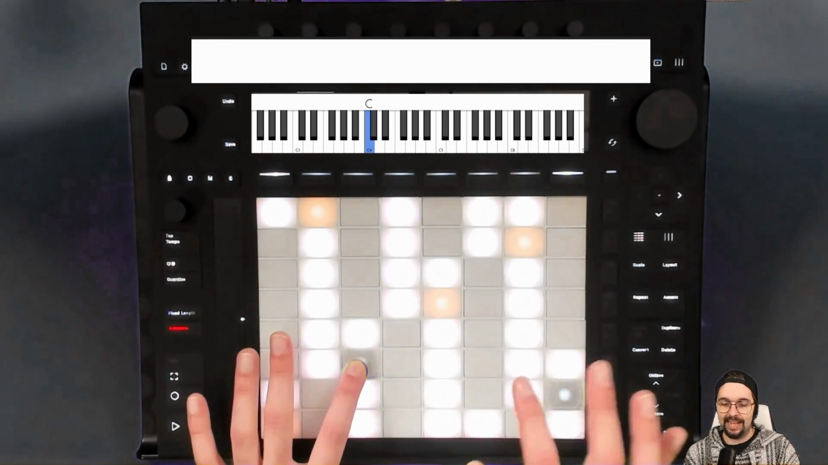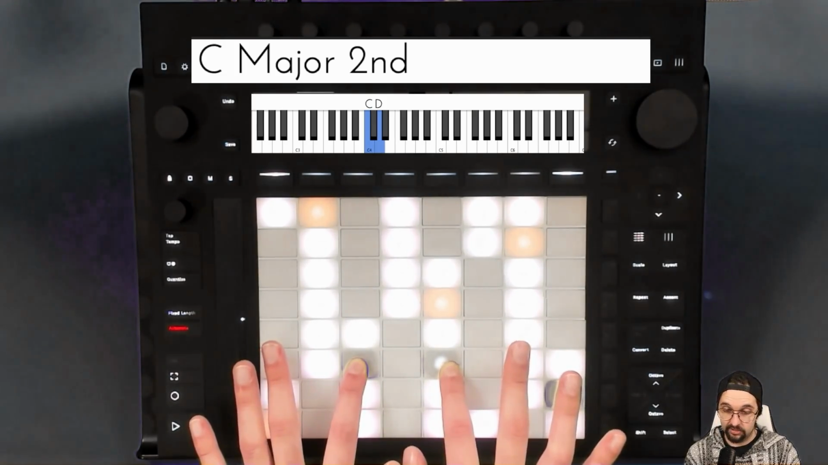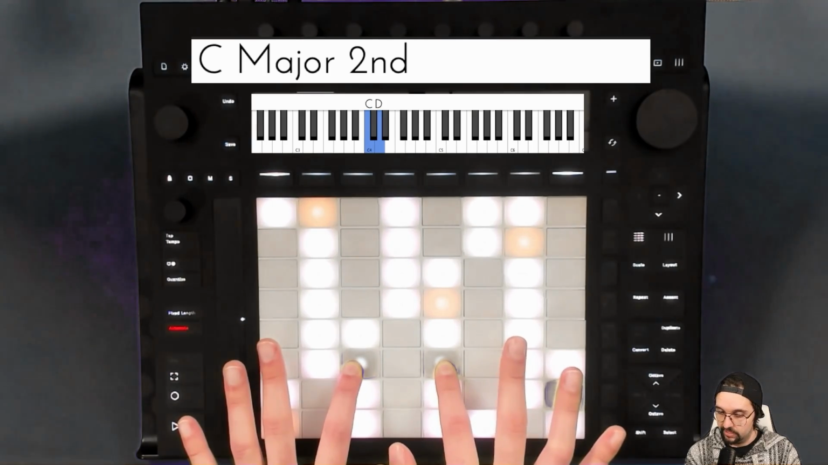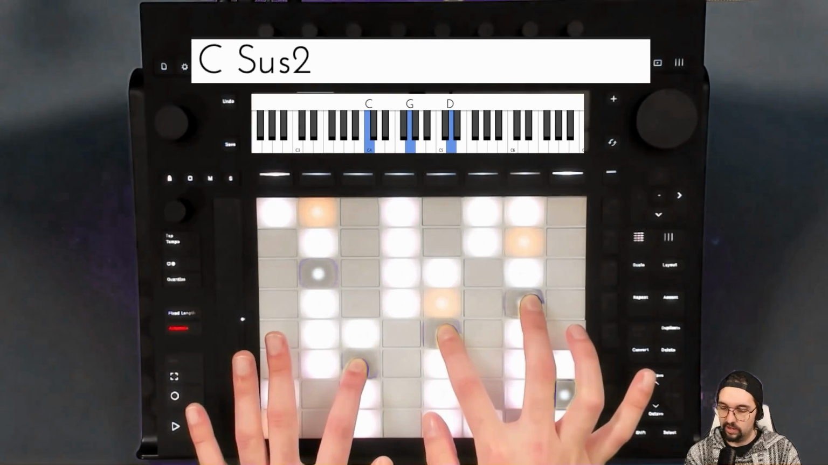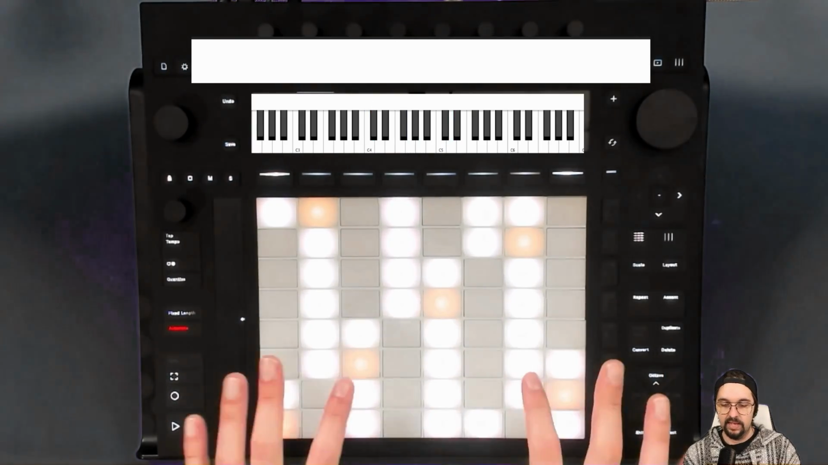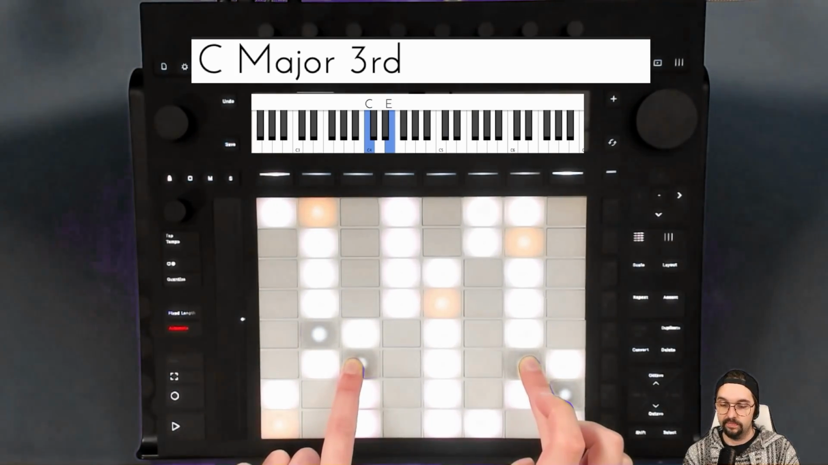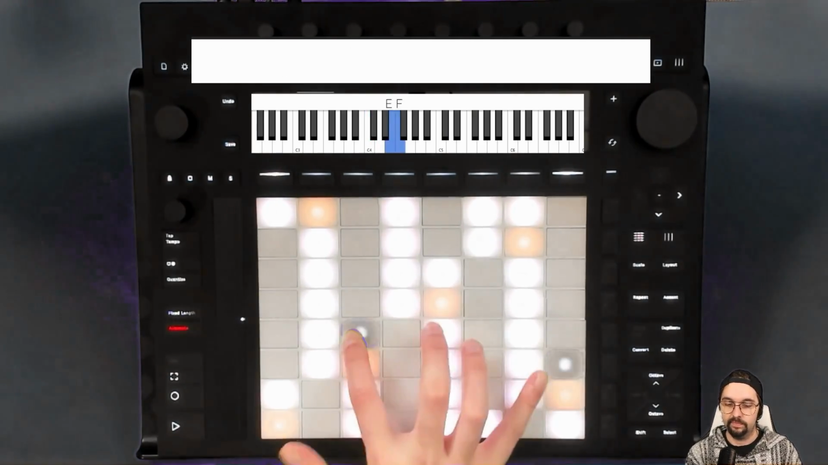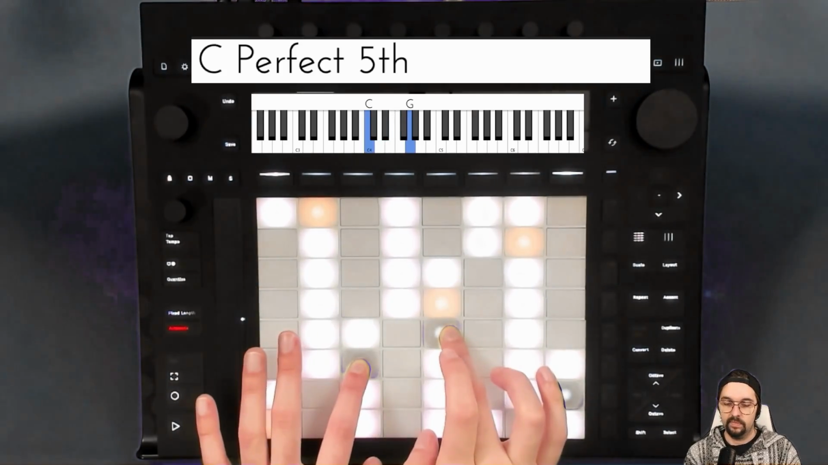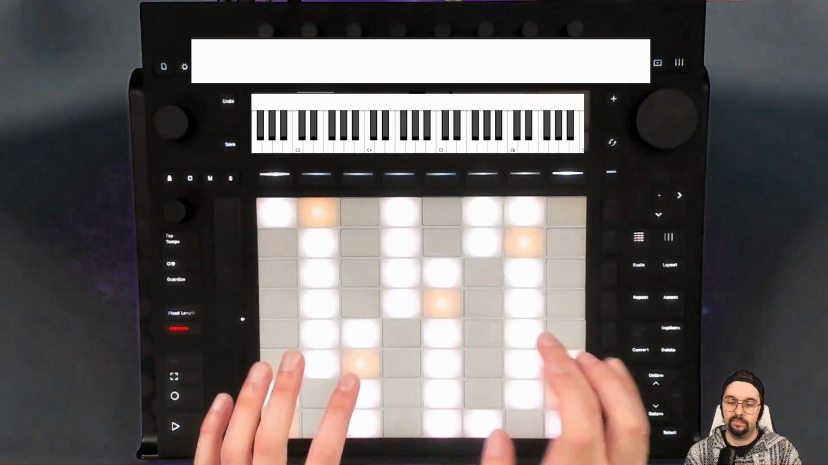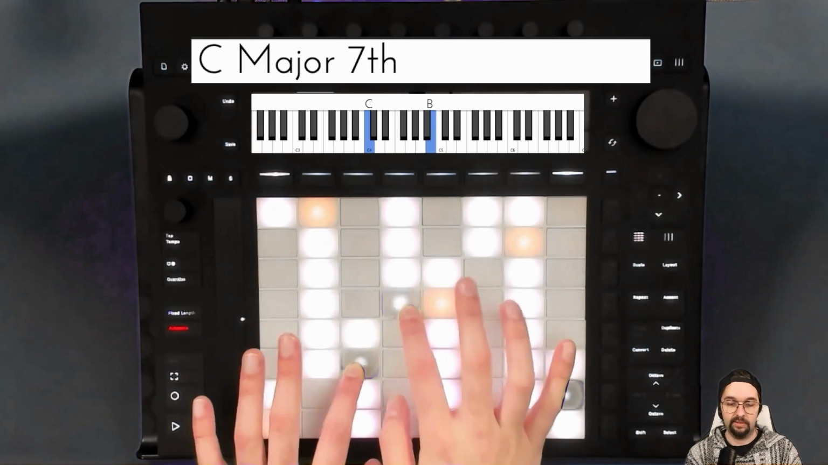So C and D, if we play these 2, we have a major second interval, okay? And this has a sound. Okay, there's quite a bit of dissonance there, but if you kick this up an octave and add maybe a 5th, right, it can create a very nice sound. The next interval we have in our scale, right, is a major third, okay? Continuing up, we have our perfect fourth, perfect fifth, major sixth, major seventh, and then we're back at the octave.